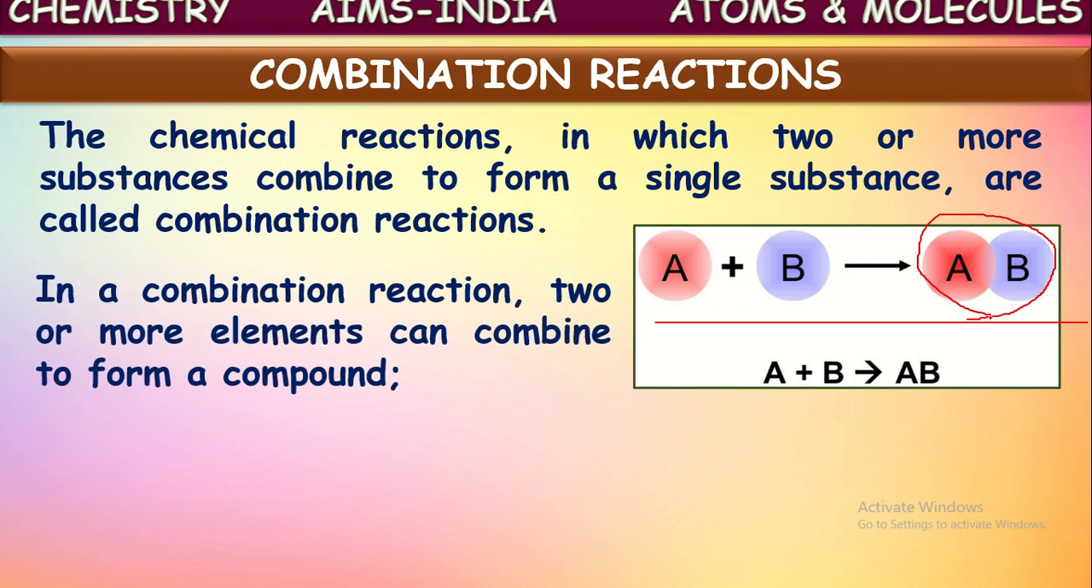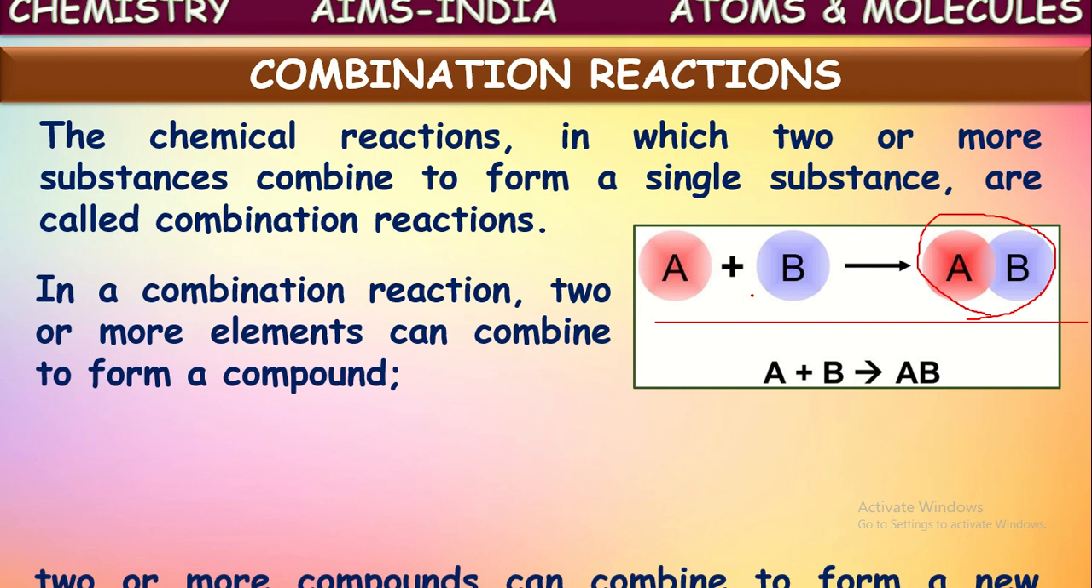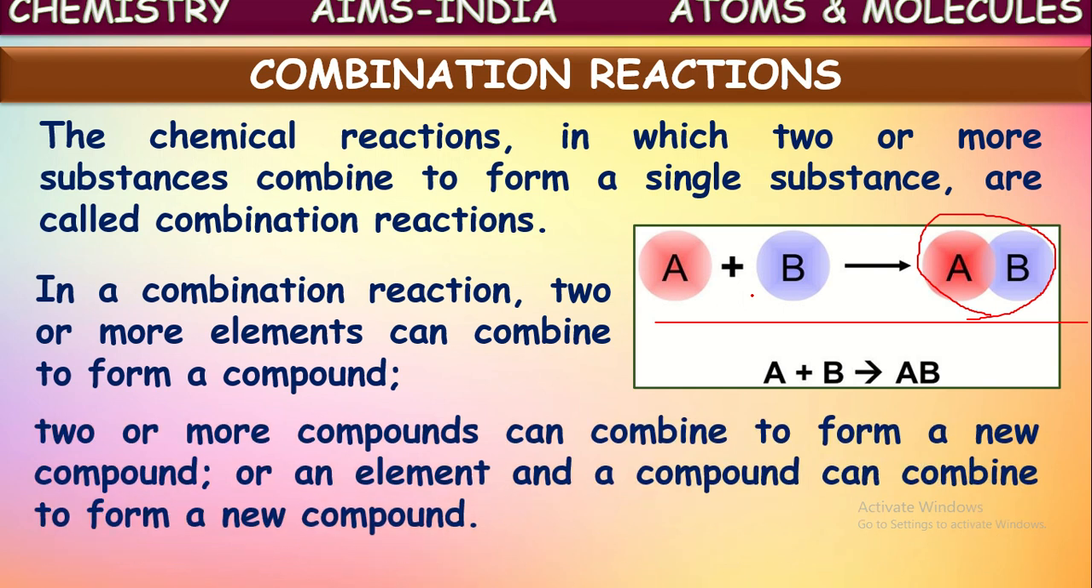In a combination reaction, two or more elements can combine to form a compound. Yes, here we showed A and B. These A and B might be two elements. So in a combination reaction, two or more elements may combine together to form a compound, or two or more compounds may combine together to form a compound, or sometimes an element and a compound can combine to form a new compound. So in these different ways, combination reactions may occur.